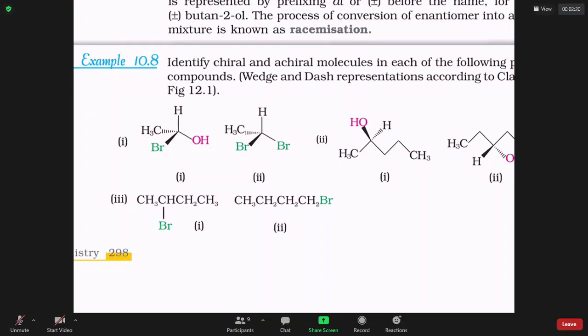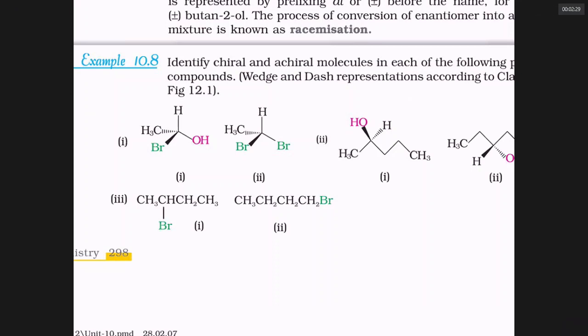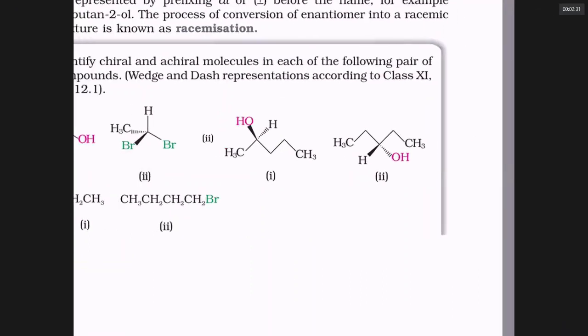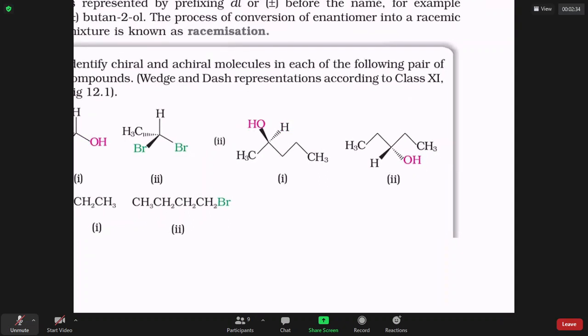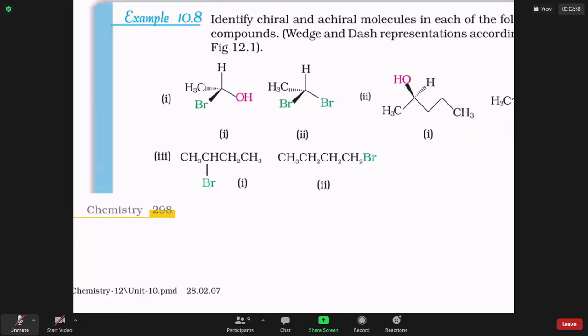Because 2 has two identical bromines linked to carbon. If any two groups are identical, that is achiral, optically inactive. 1 is, of course, chiral. What about the second choice? The second carbon is linked to all four different groups: hydrogen, OH, methyl, and propyl. That is chiral. Second option, the third carbon has two identical groups. Can you see two ethyls? CH2CH3, CH2CH3. If two groups are identical on any carbon, that is achiral. So you have to try this exercise.